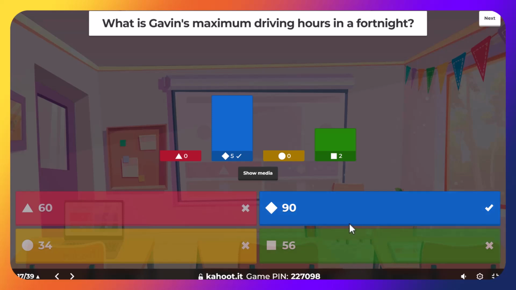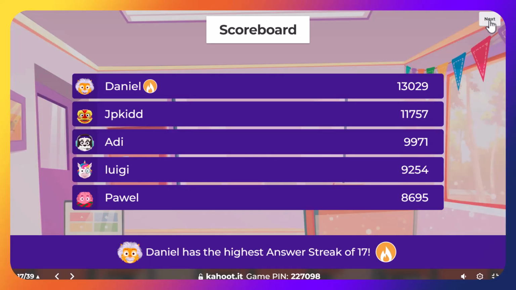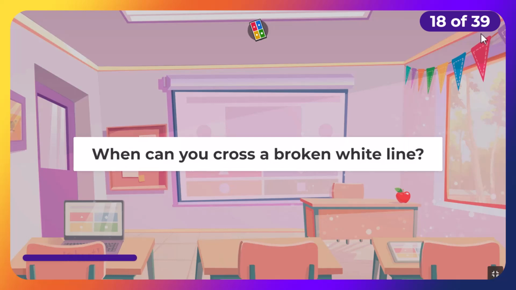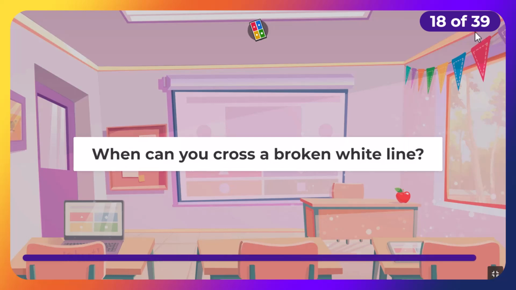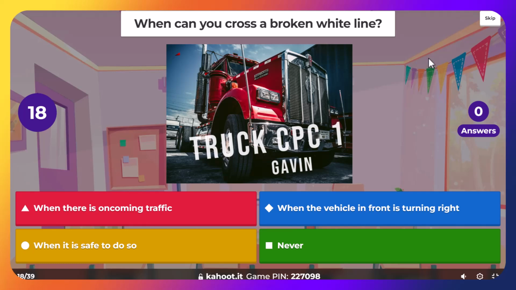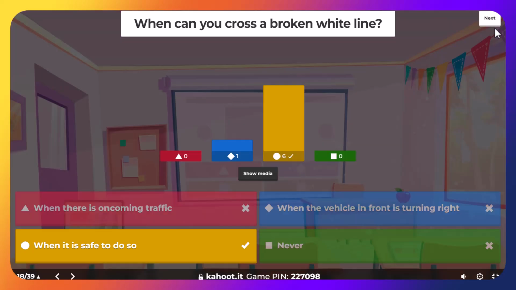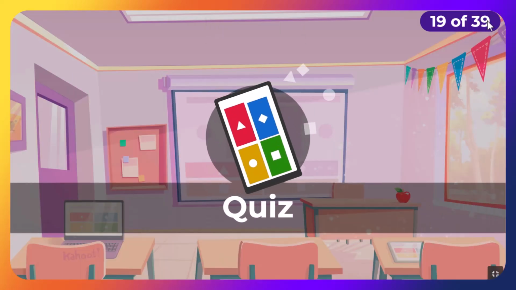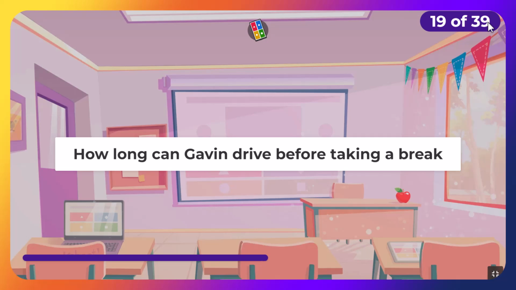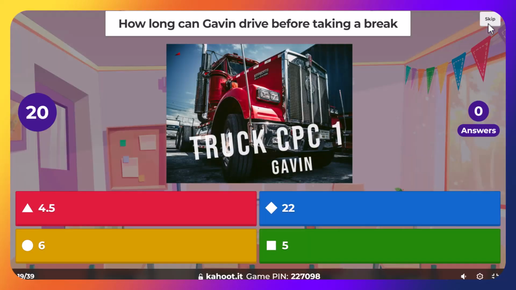56 hours driving in a week, 90 in a 2-week period, or a fortnight. Fortnight means 2 weeks. I know English isn't the first language of some of the people in this class. Fortnight means 2 weeks. When can you cross a broken white line? How long can Gavin drive before taking a break?